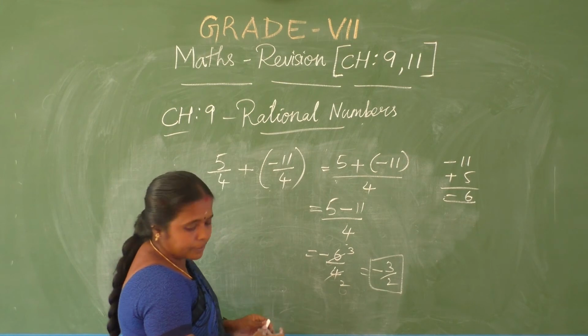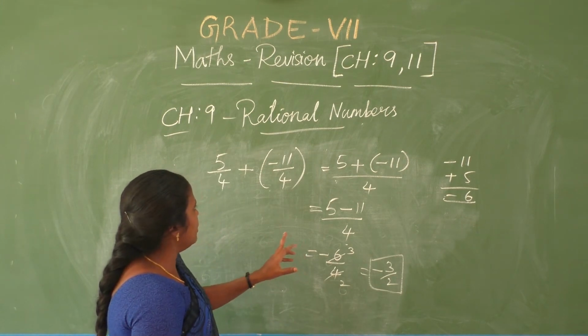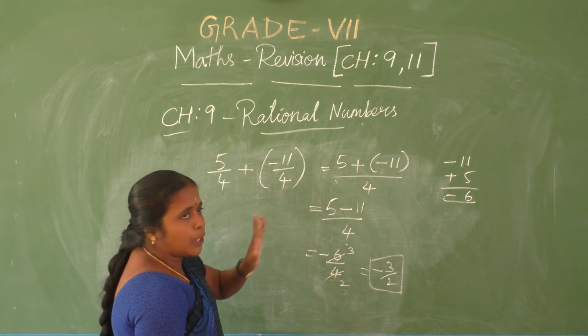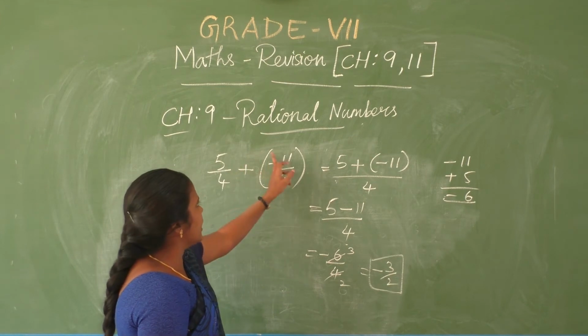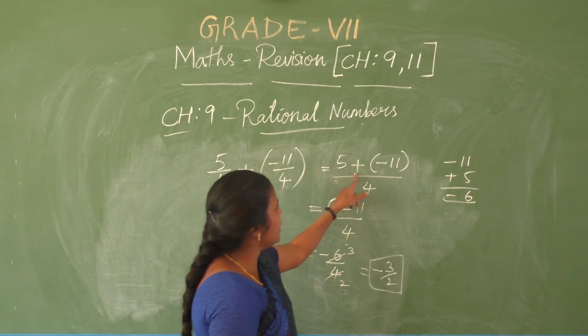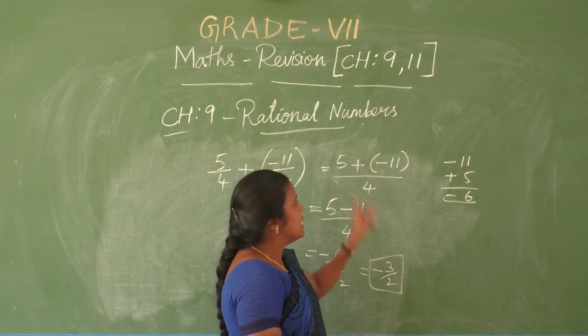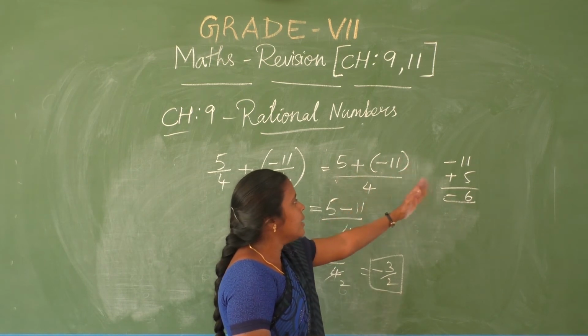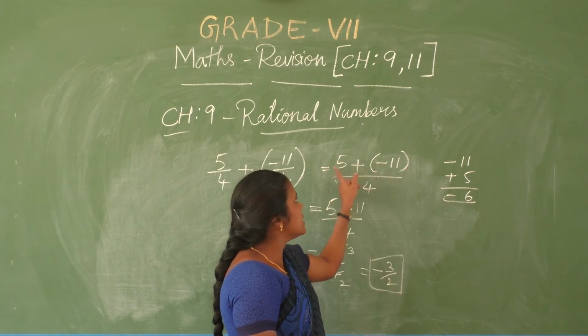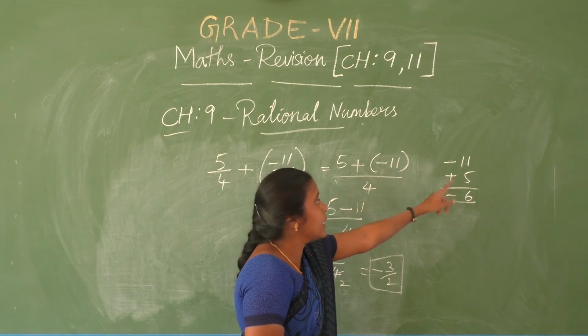Clear? See again and again. If they are like, no need to do LCM work, directly you can add the numerators, but while adding, you must apply the integer rule. Same sign means add, apply the same sign. Different sign means subtract, apply the bigger number's sign.